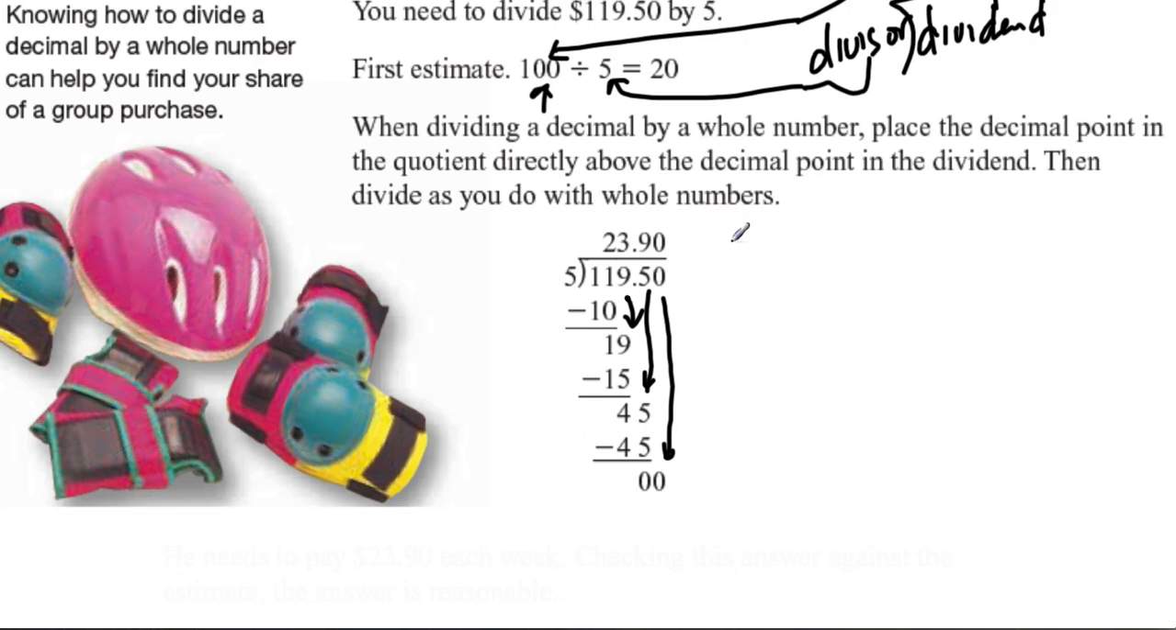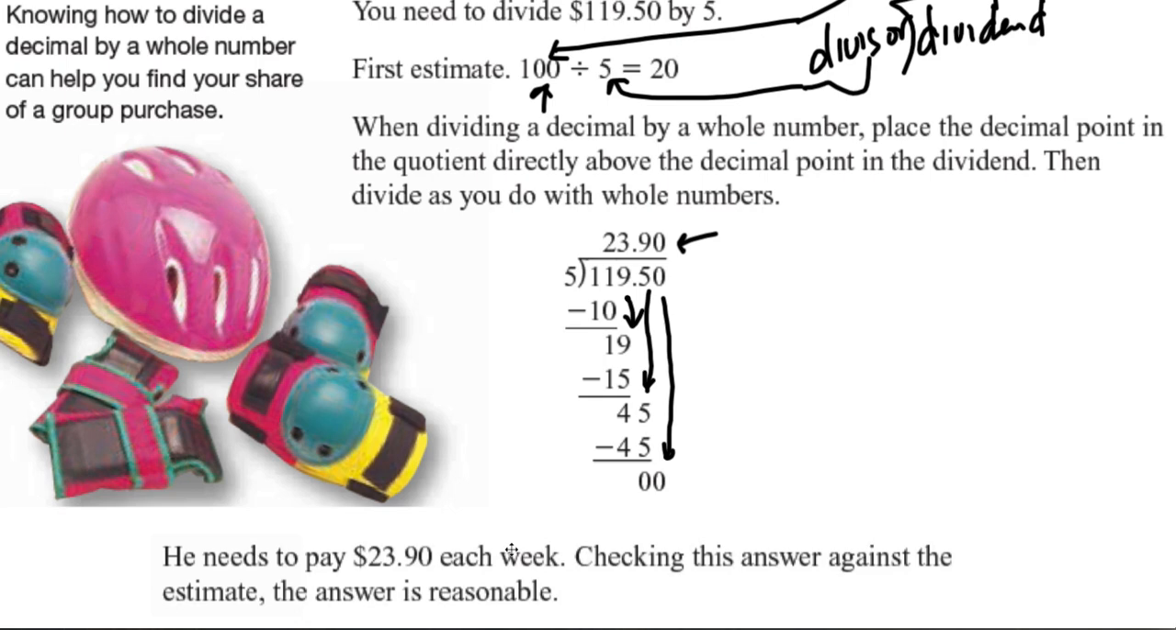The reason why we added a 0 is because we are dealing with cents. So the answer would be 23.90. He needs to pay $23.90 each week. Checking this answer against the estimate, the answer is reasonable.